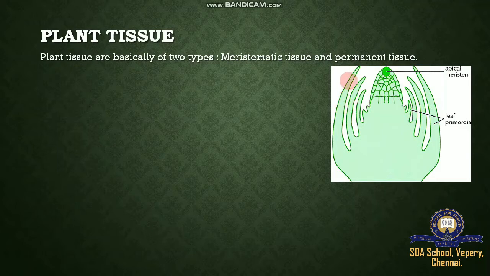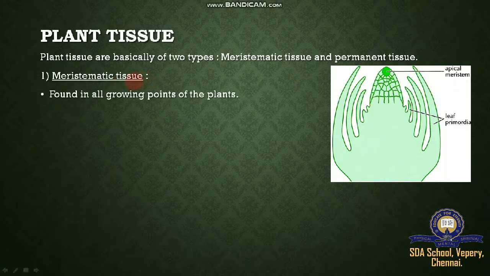Meristematic tissue is present at the apex of the plant, stem, root, and leaf. It is called young born tissue. It is called the meristem tissue. Number 1 is meristem tissue, found in all growing points in the plants. What is a growing point? The tip. So we know that in young parts of plants, the tip of root, stem, and leaf, meristematic tissue is present.